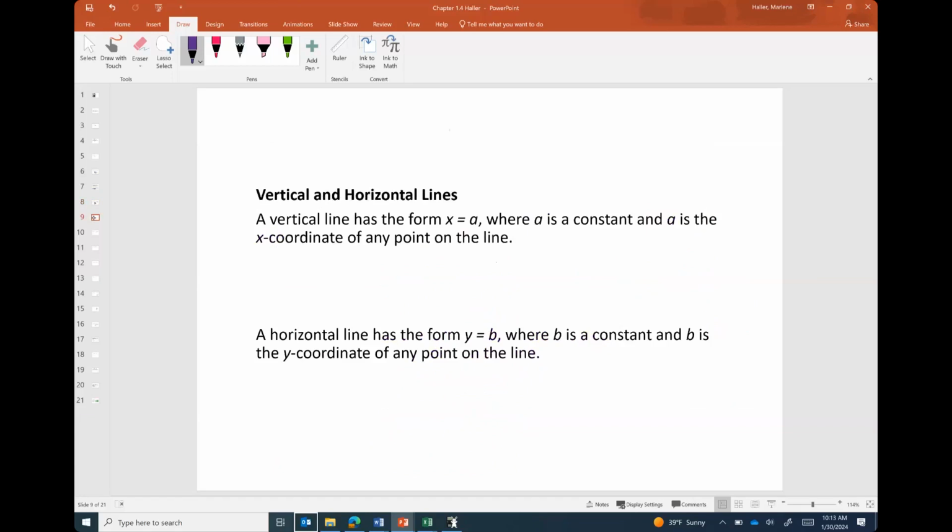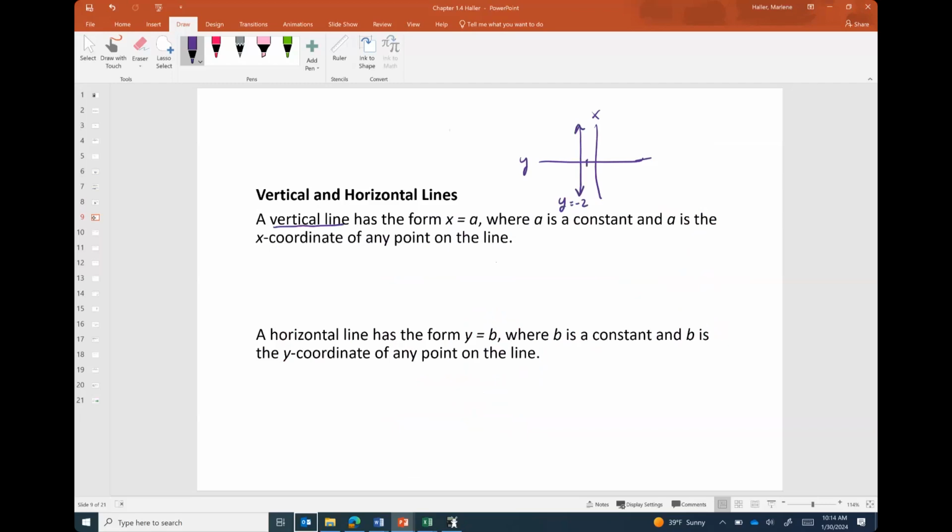Okay, vertical and horizontal lines are kind of special. A vertical line has the form x equal a, where a is some constant, and it would also be the x coordinate of any point on the line, right? So for a vertical line, if I were to draw that, let's put it here. There's our x, there's our y. Let's put a vertical line right here. If that vertical line intercepts the y-axis at -2, the equation for that line would be y equals -2.